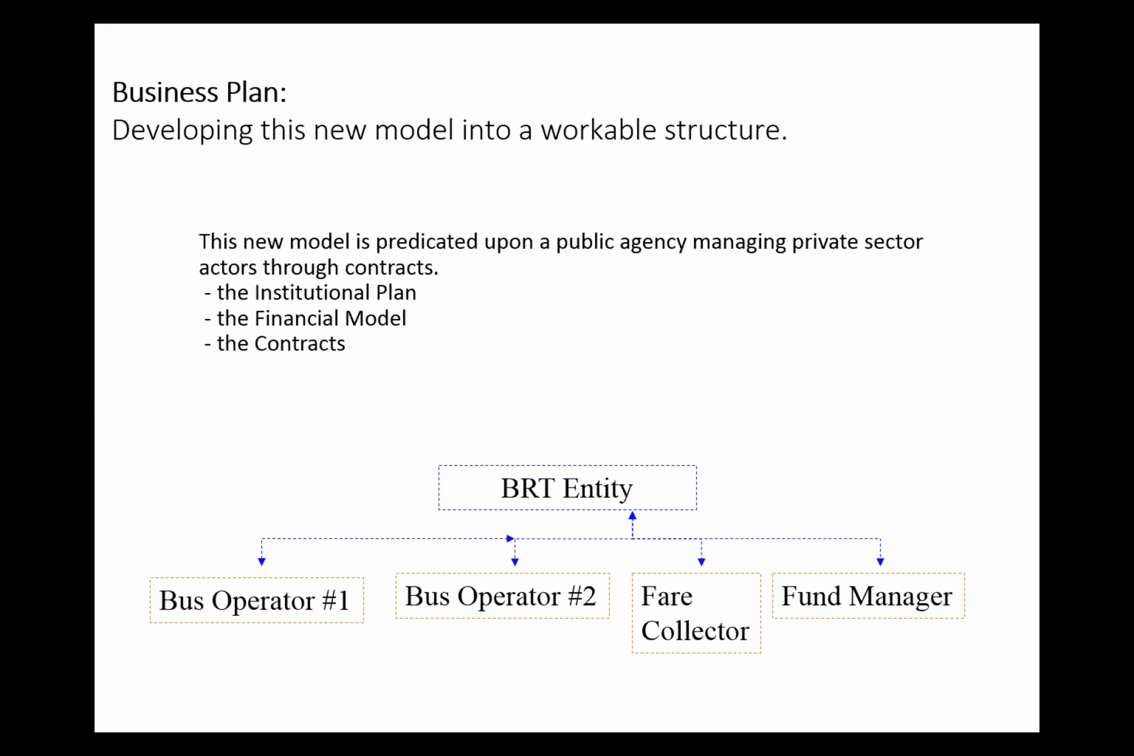And so the business plan takes this and creates a working structure for how to operationalize the service plan and the infrastructure. And this new model is predicated on a public agency managing various private sector actors through contracts, or even public sector actors through contracts. So you need to have an institutional plan. Who's going to be the institution managing this? You'd have a financial model, which looks at the revenues coming in and the expenses going out, and then the contracts.